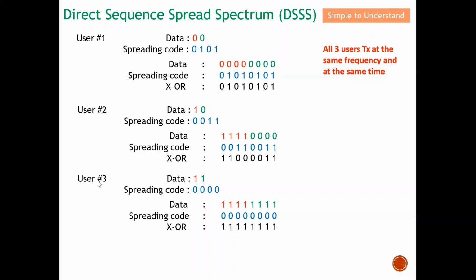Next, for user 3, user 3 has data of 11 to send and is given a Splat code of 0000. Okay, I guess you know why I illustrate this example, because everything becomes 1 after exclusive OR. So user 1, user 2, and user 3 send the message using the same frequency and they actually transmit at the same time.